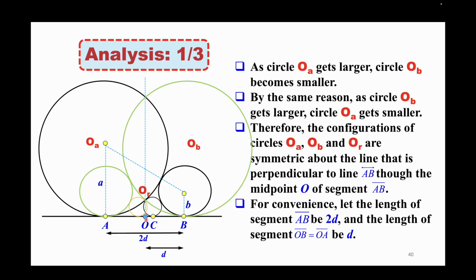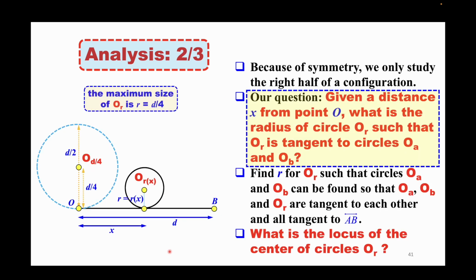Therefore, from the midpoint O to either A or B is D. We will be using D exclusively in subsequent discussions. Now, because of symmetry, we have this D over 4, that is the largest OR here. We use OR with radius D over 4 to represent the largest one. And this OR with radius R equals to R of X.